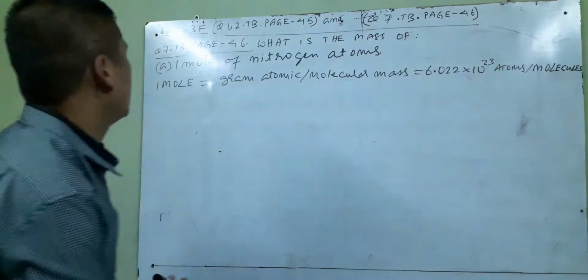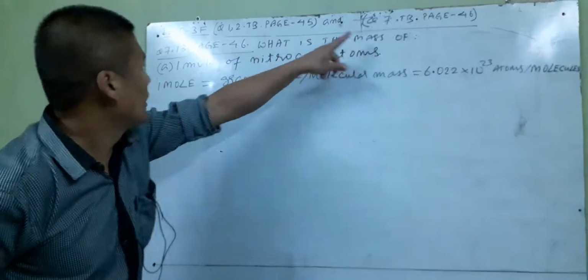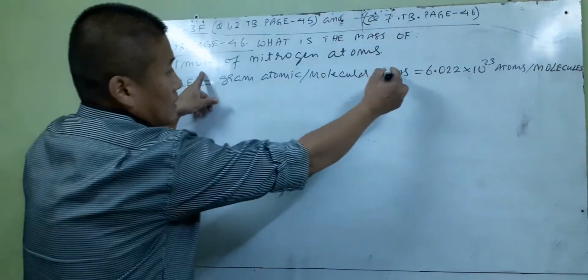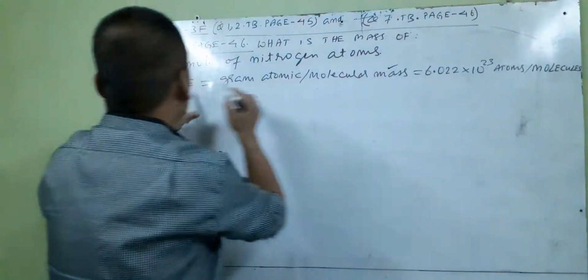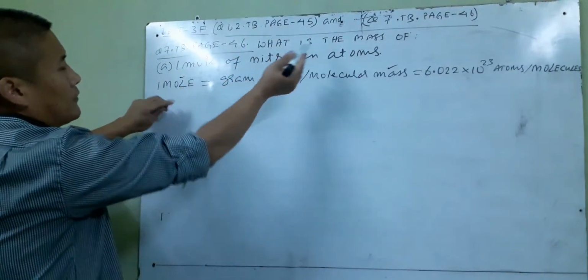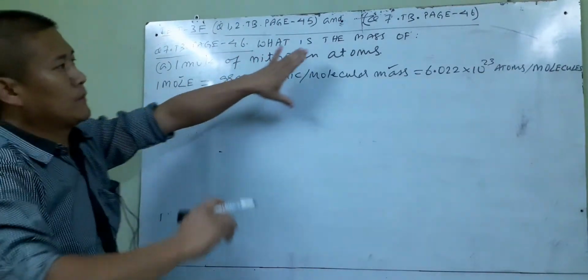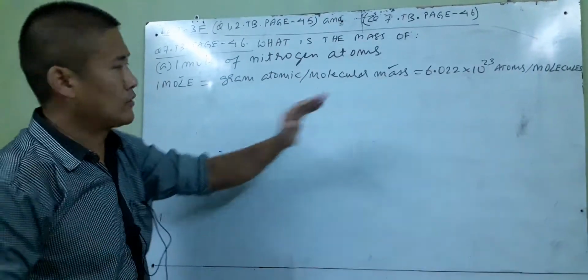So now, here we have to find the mass from mole. That means mass from mole. This is the mole, this is part of the formula. You have to find mass. So let us keep the mass that you have to find on the right side. That's normally easier for us.